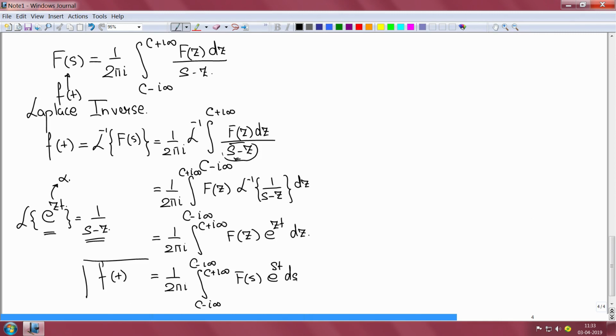Actually, it is over a straight line segment where f of s is analytic, the straight line segment going from minus I infinity to plus I infinity. And this is called the Bromwich integral.